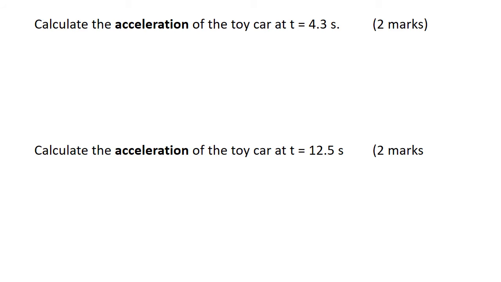The acceleration of the toy car at 4.3 seconds. Now, what you've got to remember here is that the acceleration is the gradient. So all we've got to do is find the gradient at that point. Now, this is the point where we are going from 0 to minus 15 meters per second. So we've got our change in y over our change in x, or our change in velocity over our change in time. Minus 15 over 5 is minus 3 meters per second squared.